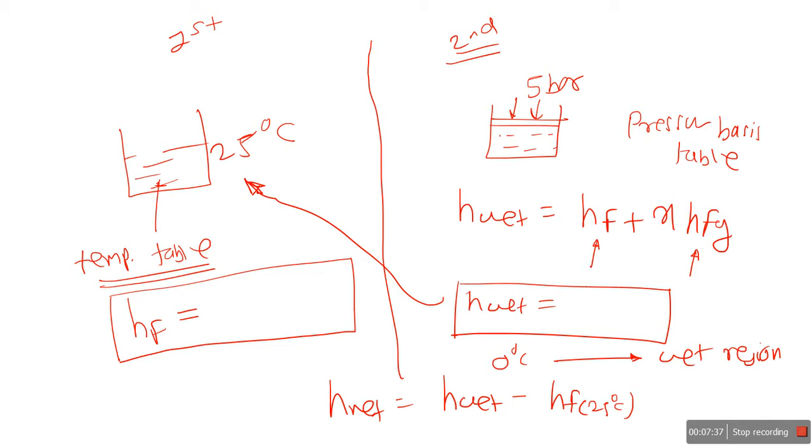Always remember, this is a very important step I am going to tell you now. Don't confuse where to use the pressure basis and the temperature basis. When water is given at 25 degrees Celsius in the numerical, it is necessary to first know how much heat content it already has. They give one reference: at 25 degrees Celsius, that much amount of hf is contained. I use this value from the temperature table.